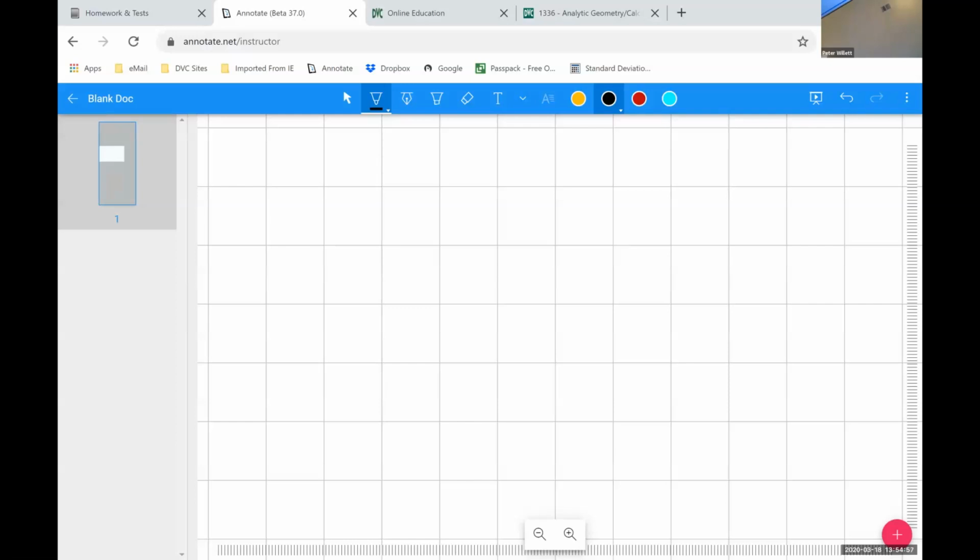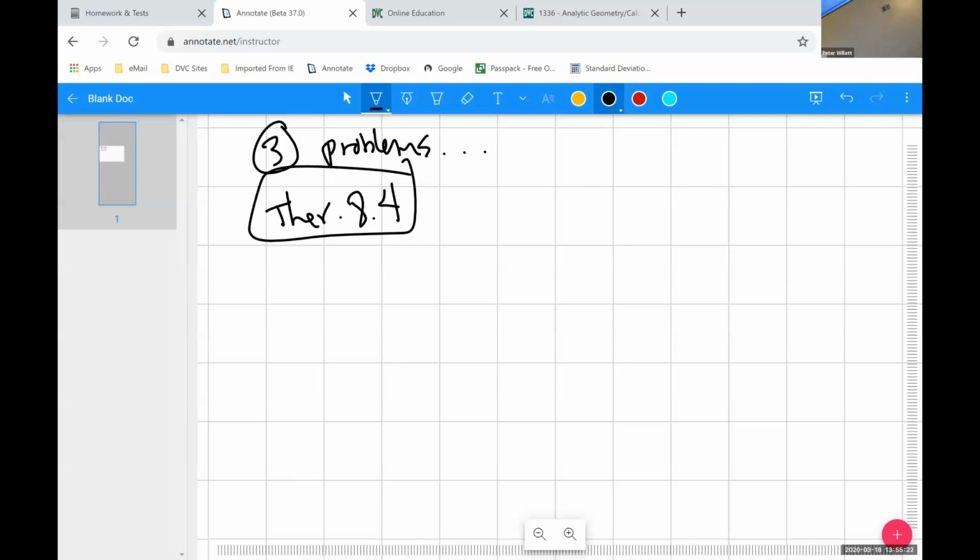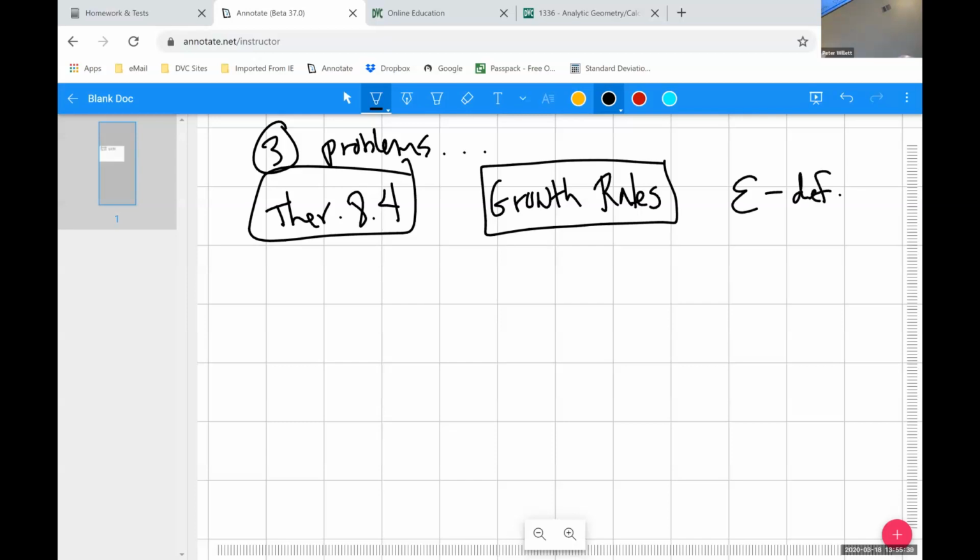There was a little half of a page right before theorem 8.5, which was, so we have three problems that we want to deal with. The first is theorem 8.4. The next, which is the squeeze theorem. The next is growth rates. And the next, believe it or not, is the epsilon definition of a sequence limit. So for those who had some wonderful exposure to the epsilon delta definition of a limit, this is basically the same thing. So theorem 8.4, which is the squeeze theorem.